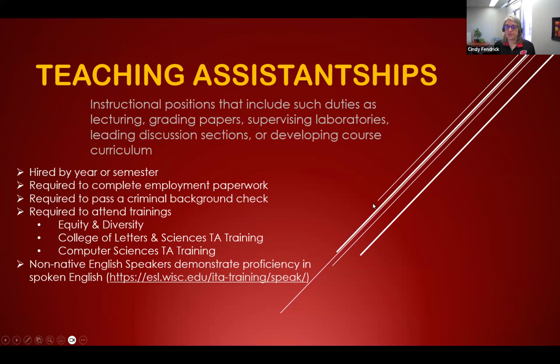So let's talk in general. If you're funded or unfunded, what does it mean to be a TA in the Department of Computer Sciences? All of our courses within the Department of Computer Sciences are instructed by either a teaching or research faculty member. So as a TA, you are supporting this learning space.